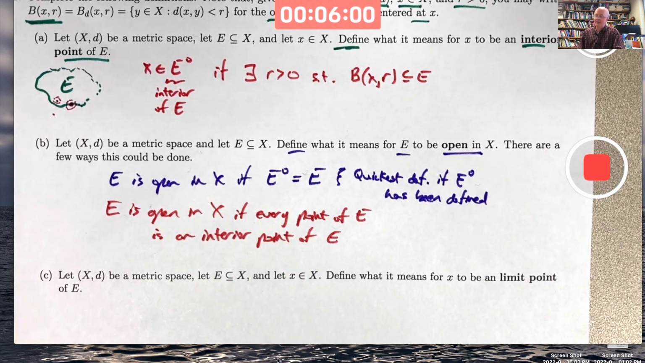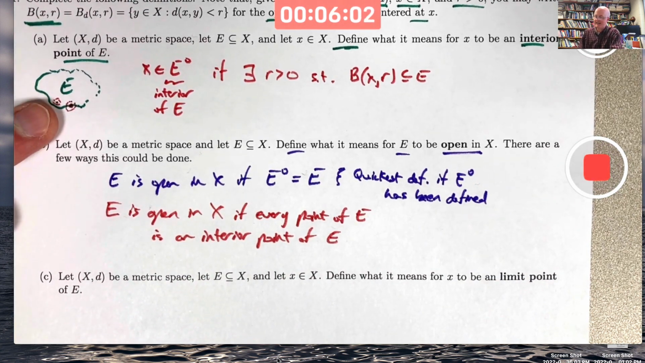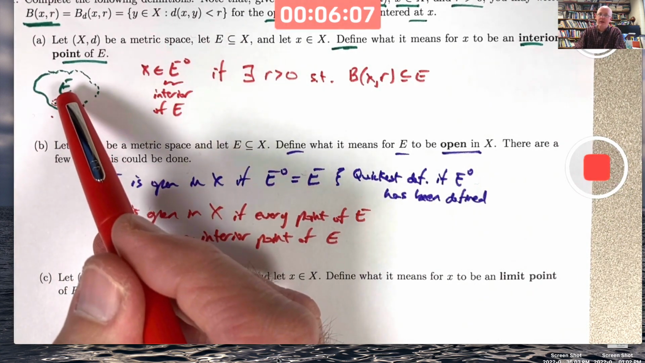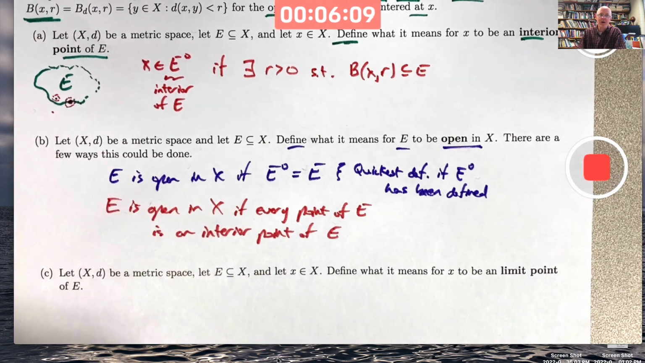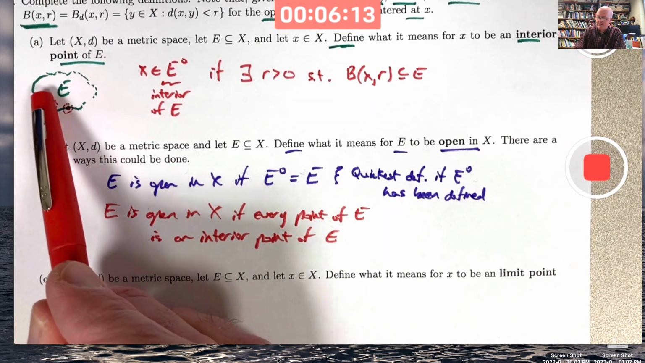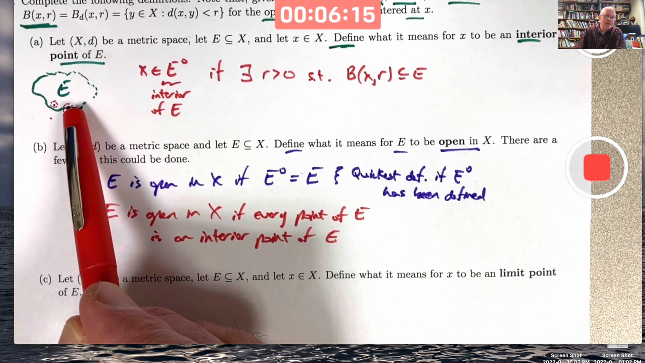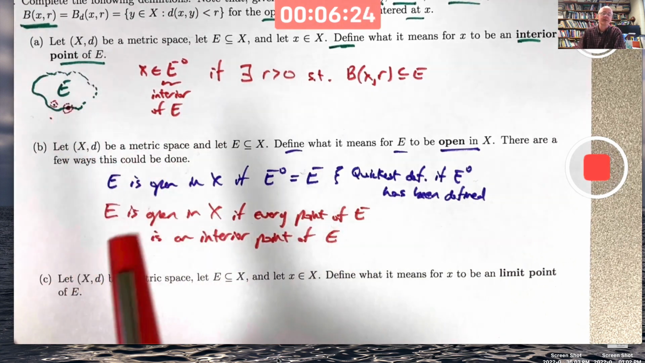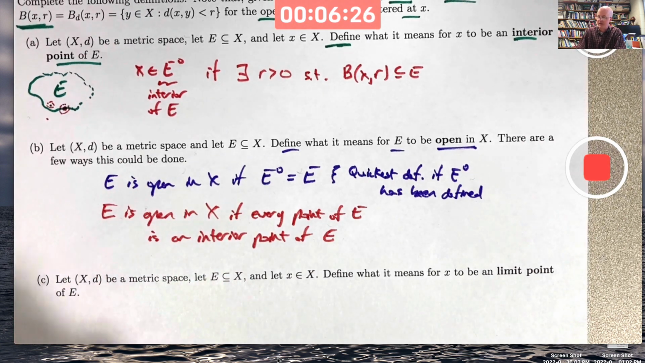Intuitively, what this means is E is not like this set. E does not include some of its boundary points. All the points of E are interior points. If this were E, these points on the boundary of E would not be interior points of E. Therefore, there would be some points of E that are not interior points of E, and E would not be open. Likewise, if we included the entire boundary of E, it would not be an open set.